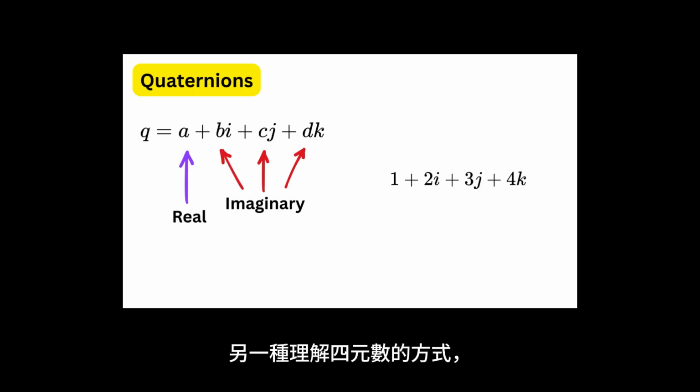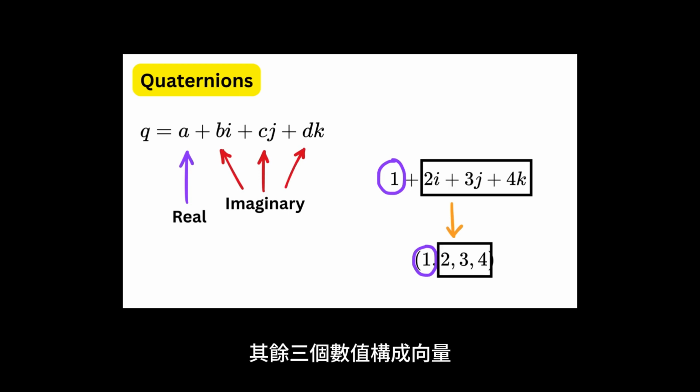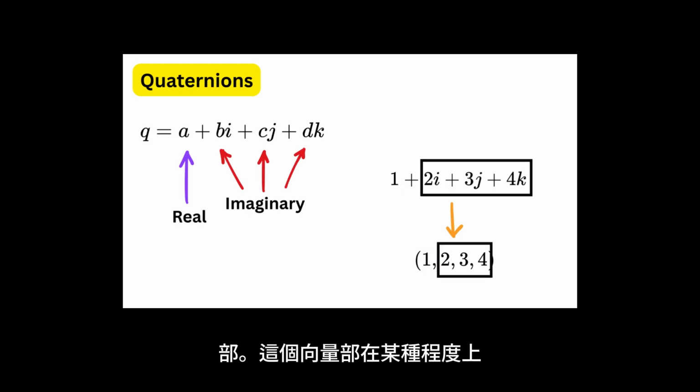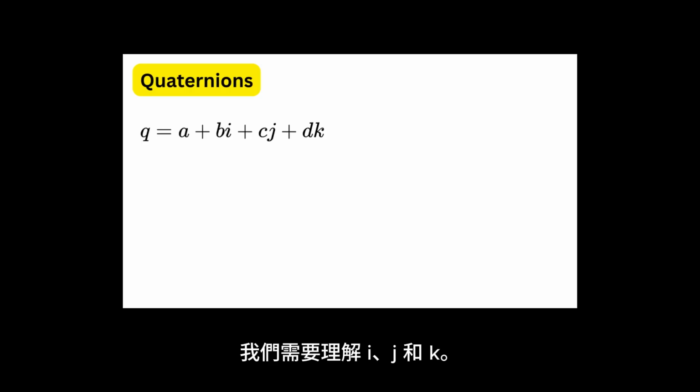Another way to think about a quaternion is as a collection of 4 values. For example, this quaternion can be represented as 1, 2, 3, 4. The first value is the real part, and the remaining 3 values form the vector part. This vector part behaves somewhat like a 3-dimensional vector. To understand quaternions better, we need to understand i, j, and k.